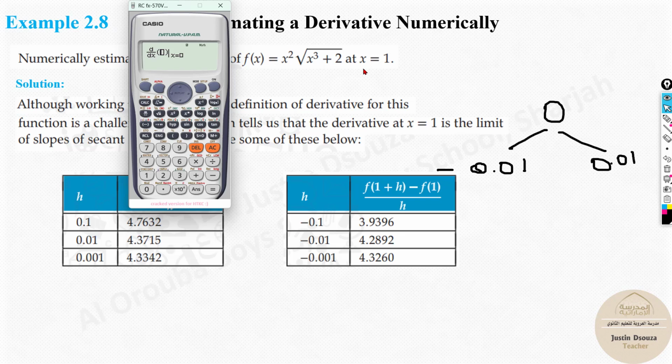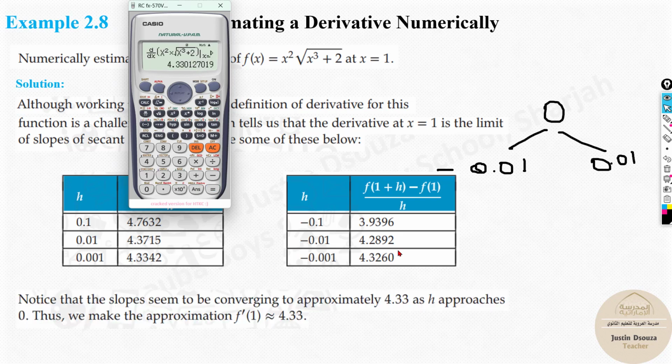Now if you want to find the derivative of this function, you just substitute alpha x squared, multiply it with the square root of alpha x cubed plus 2, at x equals 1. Let's check the answer. It should be 4.33. Yes, that's the correct answer. So this is one other way.